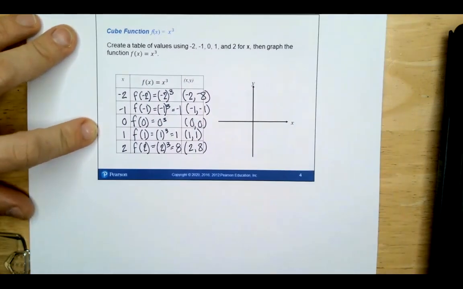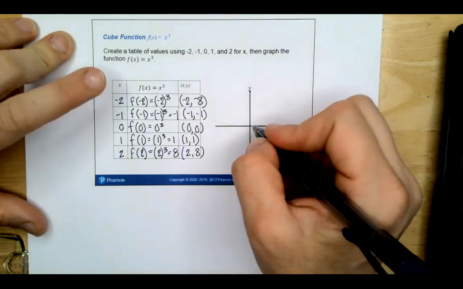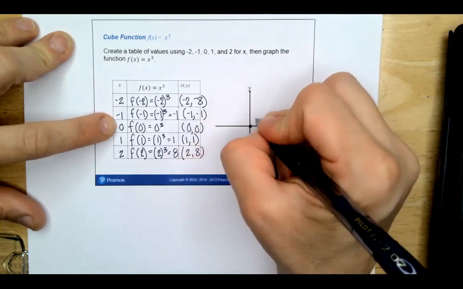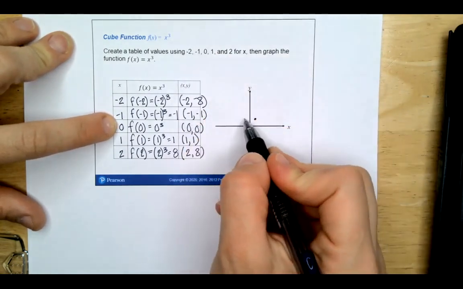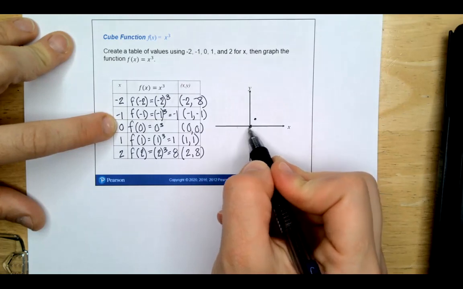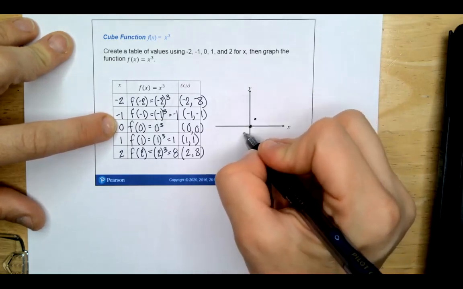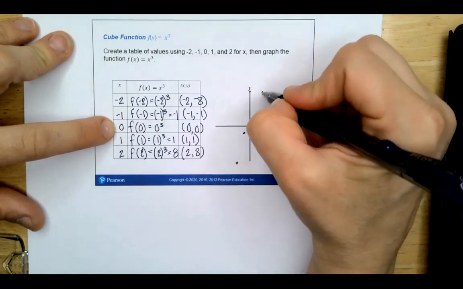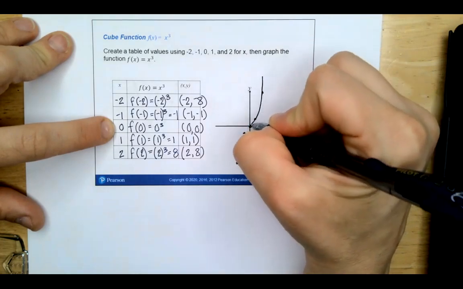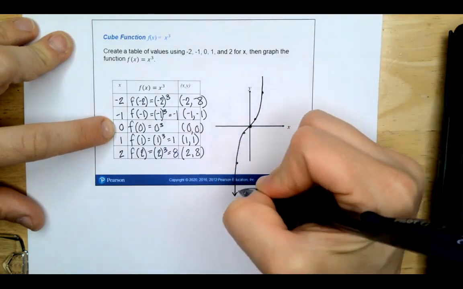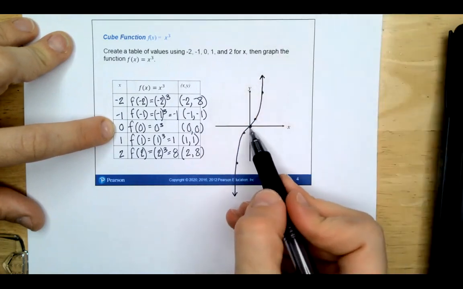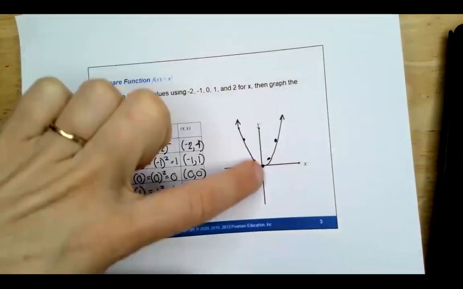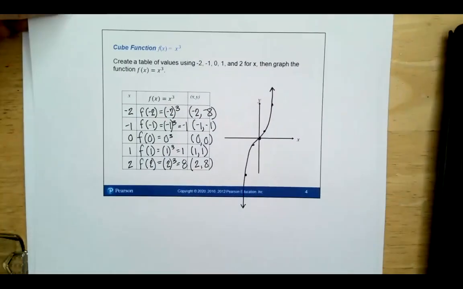So the cubed function looks very different as a graph. We still are going through the origin. We're still going through 1, 1, but instead of going through -1, 1 like we did for the square, we're going to go through -1, -1, and then we're going to go through -2, -8, and 2, 8. So it's more of a symmetry with respect to the origin, whereas this guy had symmetry with respect to only the y-axis. Okay, so that's x cubed.